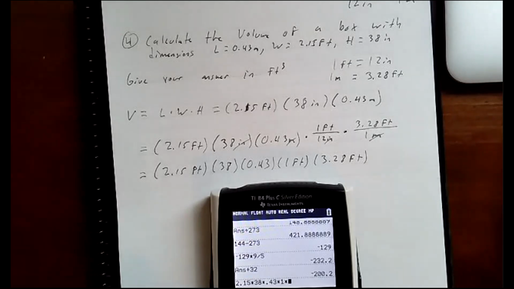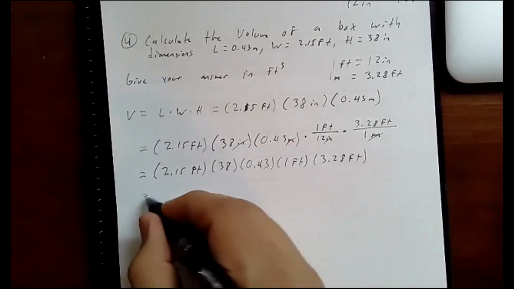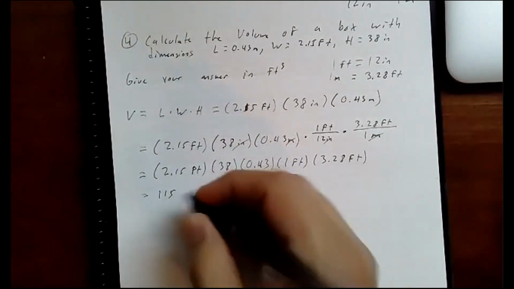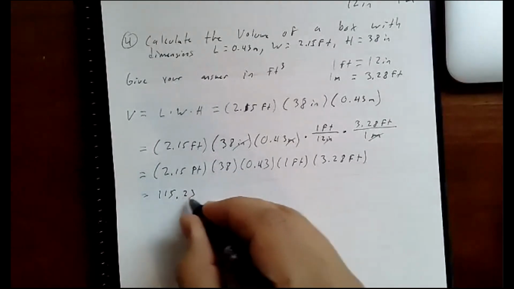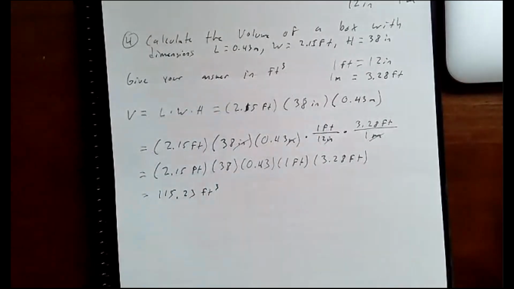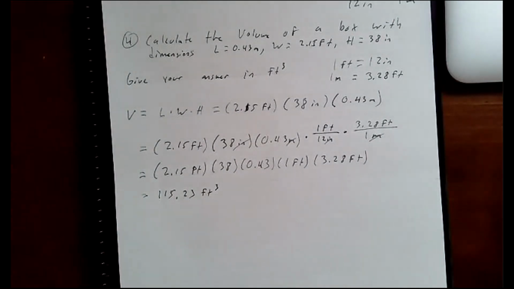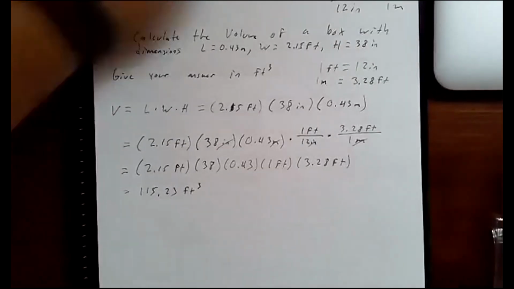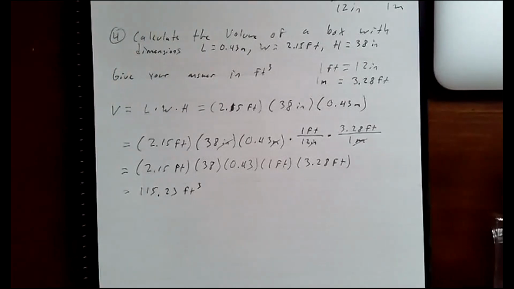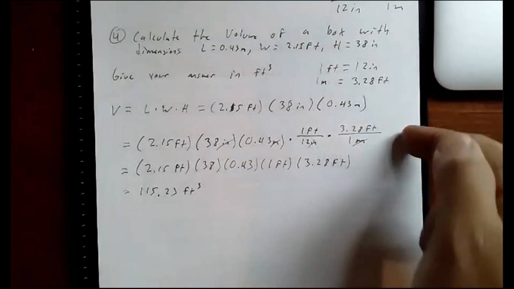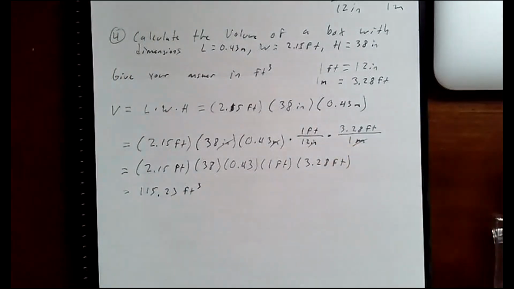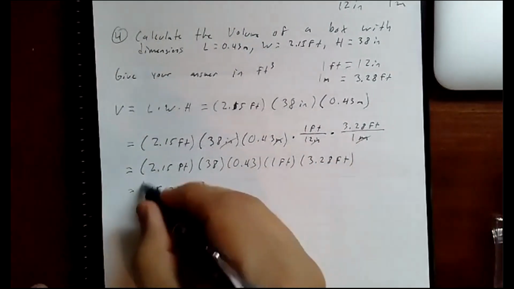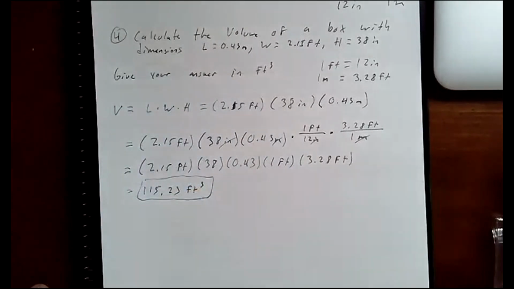I don't need to put that one there, but who cares? So this should be a volume of 115.23 feet cubed. Are there any steps that don't make sense? You guys get the idea, right? We bring the conversion factors in to cancel any units that they don't want. They wanted feet cubed, so that's why we took this route.